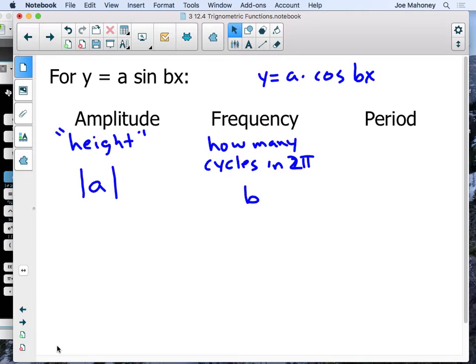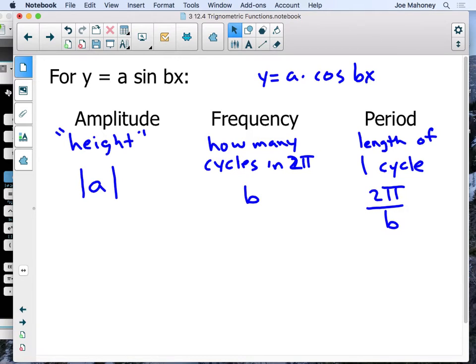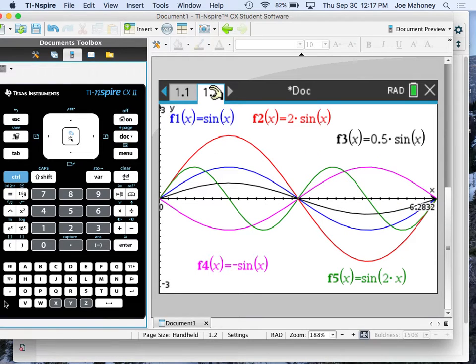And finally, the period. We defined the period before. The period was how long 1 cycle is. So that's kind of like the reciprocal, if you will, of the frequency. A standard period is 2 pi, but if we divide it by our value b, that's how long 1 cycle is. If I go back to my green graph for a minute, 2 pi divided by 2 is pi. So every pi, I see 1 cycle of the graph. And that's going to be helpful when we want to sketch these graphs.